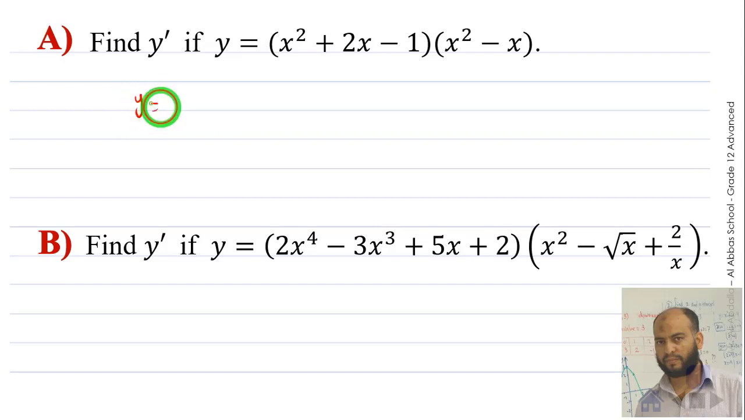y equals x to power 2 multiplied by x to power 2 equals x to power 4. x to power 2 multiplied by negative x equals negative x to power 3. Positive 2x multiplied by x to power 2 equals positive 2x to power 3. 2x multiplied by negative x equals negative 2x to power 2. Last, negative 1 times x to power 2 equals negative x to power 2. Positive 1 multiplied by x equals x.